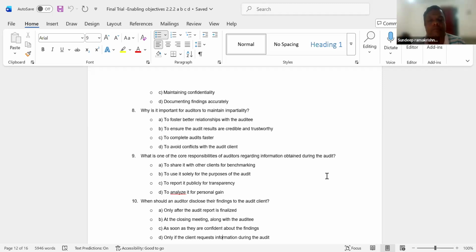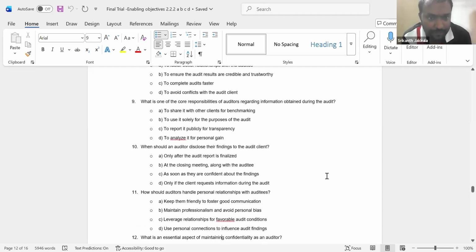Right. Ninth one. What is one of the core responsibilities of auditors regarding information obtained during the audit? A. To share it with other clients for benchmarking. B. To use it solely for the purpose of the audit. C. To report it publicly for transparency. D. To analyze it for personal gain. The answer is B. Right, B is the right answer.